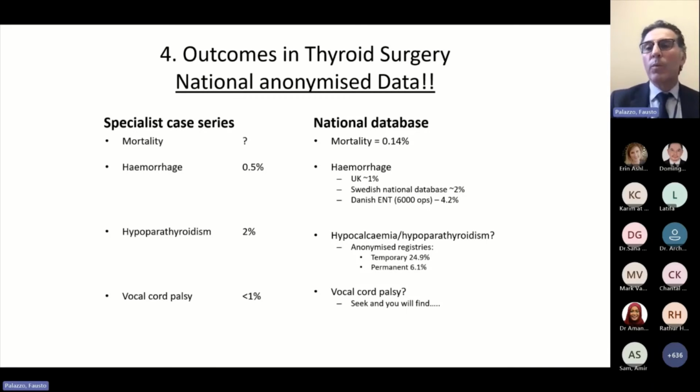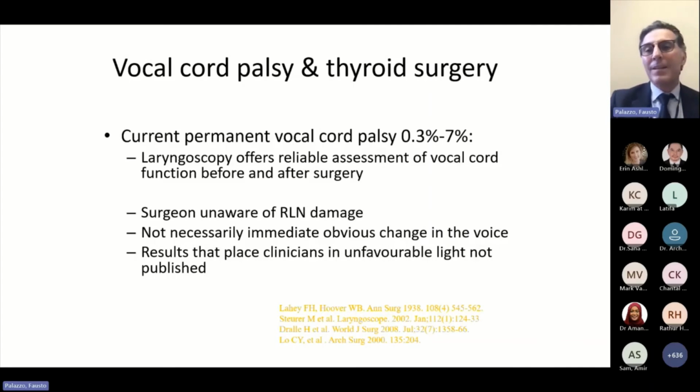But what about the vocal cord palsy rate? Now, the thing about the vocal cord palsy is we know that in specialist centres it's uncommon. But what about the national data? Well, the problem is it depends on whether you look for it. So we know the range is between 0.3 and 7%, even in the registries to an extent, if you look at individual surgeons. The problem is the ones who don't do a laryngoscopy after surgery, incredibly, are the ones that have the lowest rate. But it's obvious because they haven't looked for it. Whereas if you look for it, you are going to find it far more frequently.